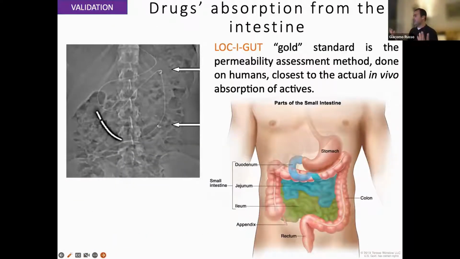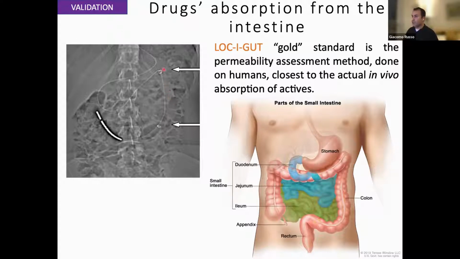How can we validate this technique? We had the log BB before, but here we need some data that can be used to find out if we are able to develop really a biomimetic platform. We decided to go for the Loc-I-Gut gold standard technique for assessment of the permeability through the intestinal wall. It's a really, really, really invasive technique in which human healthy volunteers are anesthetized, and essentially 2 inflatable balloons are placed into the distal segment of the intestine and then inflated.